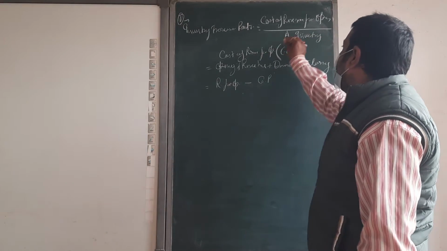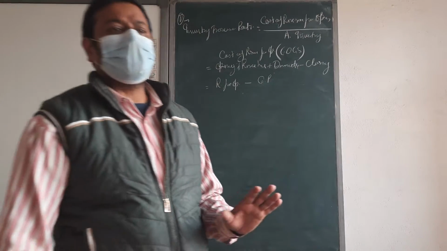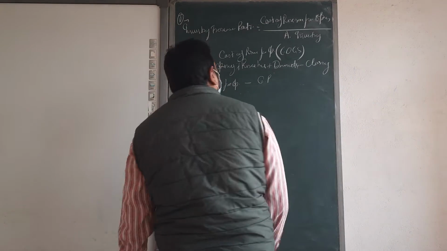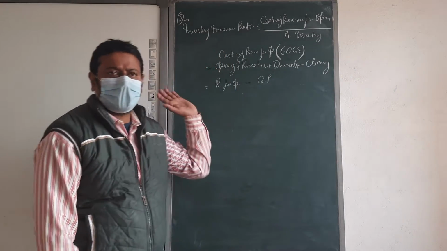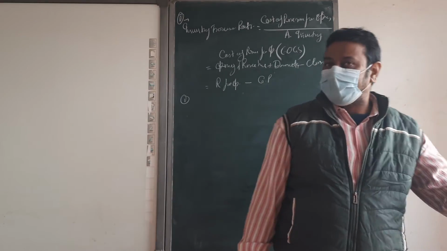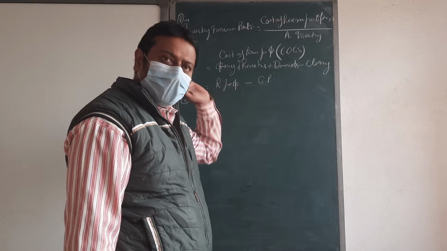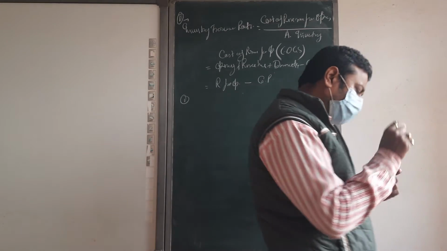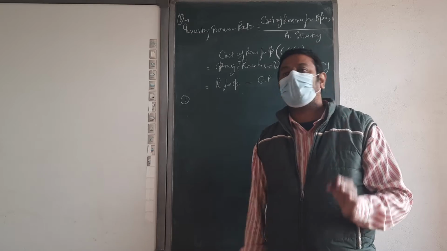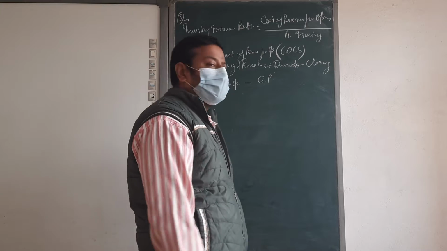Then average inventory: opening inventory plus closing inventory divided by 2. No need to write the formula again. Now I am going to solve a question. Is the formula clear or not? Try to remember these things. It's very easy. Inventory turnover is equal to cost of goods sold or cost of revenue from operation upon average inventory. Clear?